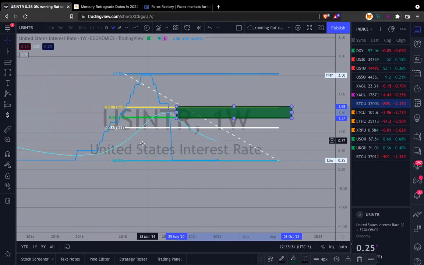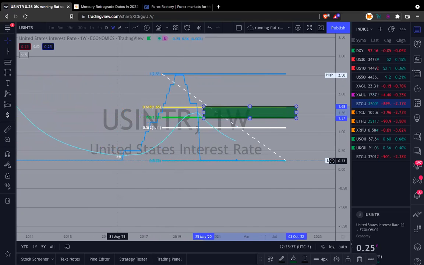Well, let's take a look at other rate hikes. So this would have been a rate hike here. We went from 0.25 to 0.5. So most likely, the rate hike in March will probably take us to 0.5. Now, they said they're going to do 3 rate hikes. So this got us to 7.4.